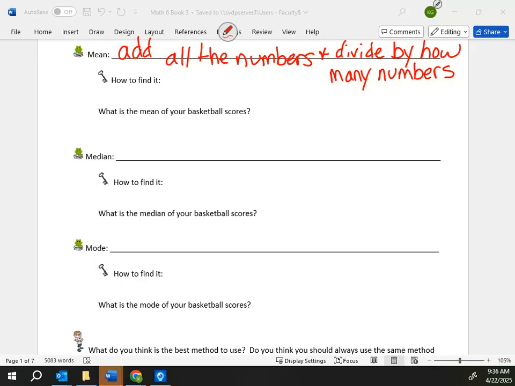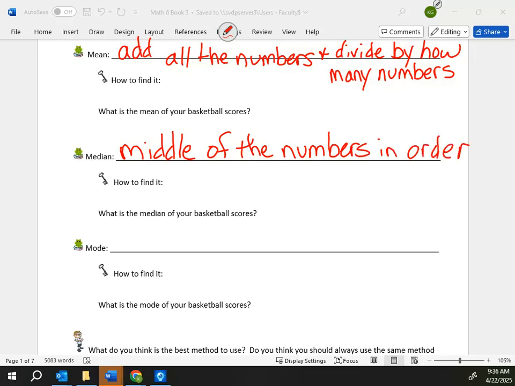Who remembers what median is? Liam. Middle. So it's the middle of the numbers in order. So remember, our first step is to put all of our numbers in order.